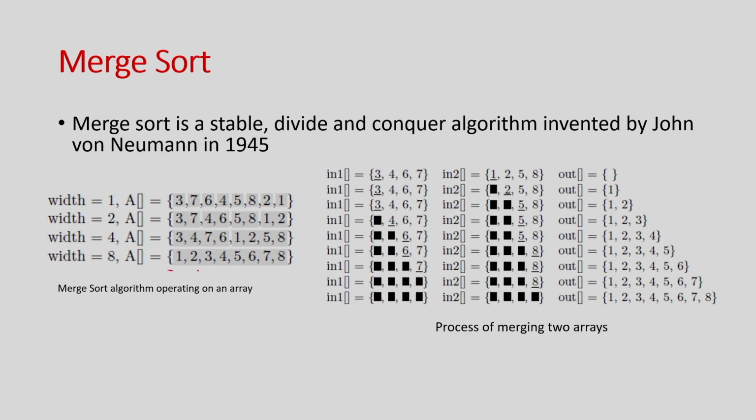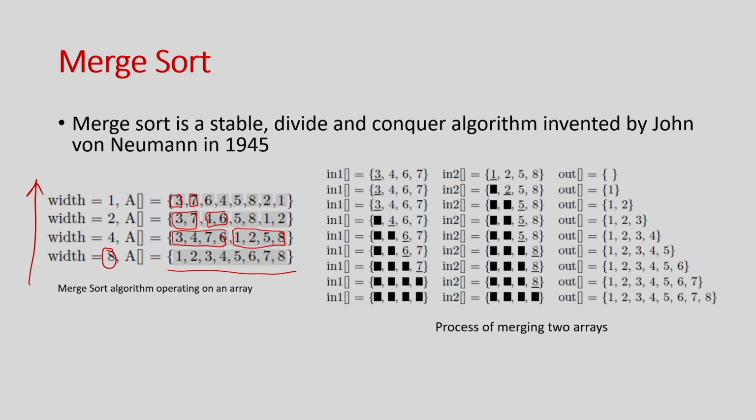Suppose you think about an array of size 8, the width is 8. I just divide it into 2 arrays. This is my divide part. Then I have 2 arrays, and I take this array and again divide it into 2, and I take this array and again divide it into 2. This is how the algorithm works.